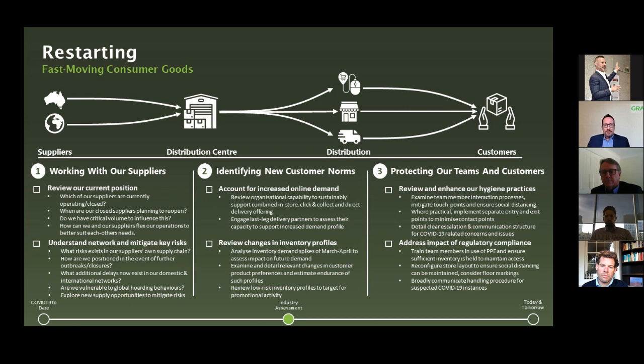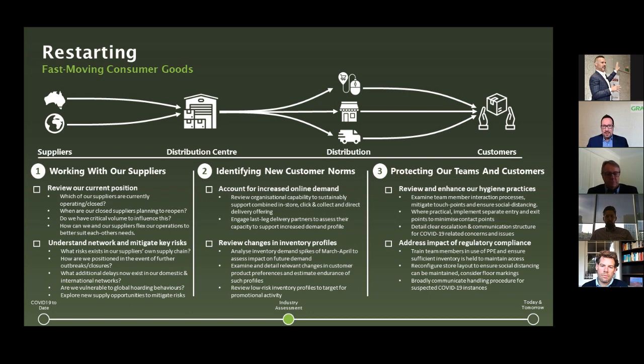So coming out on the other side, when we're restarting on the consumer goods, there's 3 sort of main areas we're looking at. The first and most important is we need to work with our suppliers. So reviewing your current position, understanding what is the capability and capacity of your current suppliers. Are they open? Are they closed? Have they the ability to actually supply all of your demands?